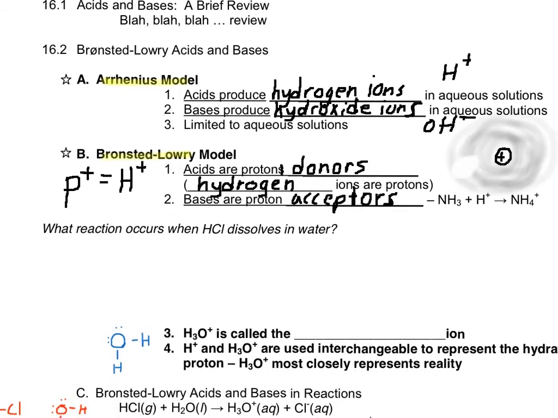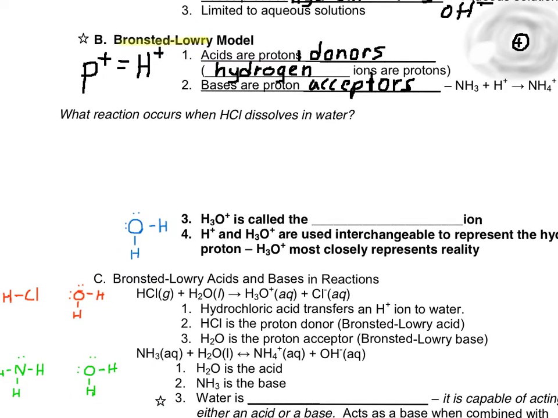Alright, so next thing we're going to look at here is how we can show these types of reactions, these proton transfer reactions, in a way that makes sense to us. The best way to show this is by using the common dissociation reaction for hydrochloric acid. Now, the first thing I'm going to show you is the normal way that we have been seeing the dissociation of hydrochloric acid when you dissolve it in water.